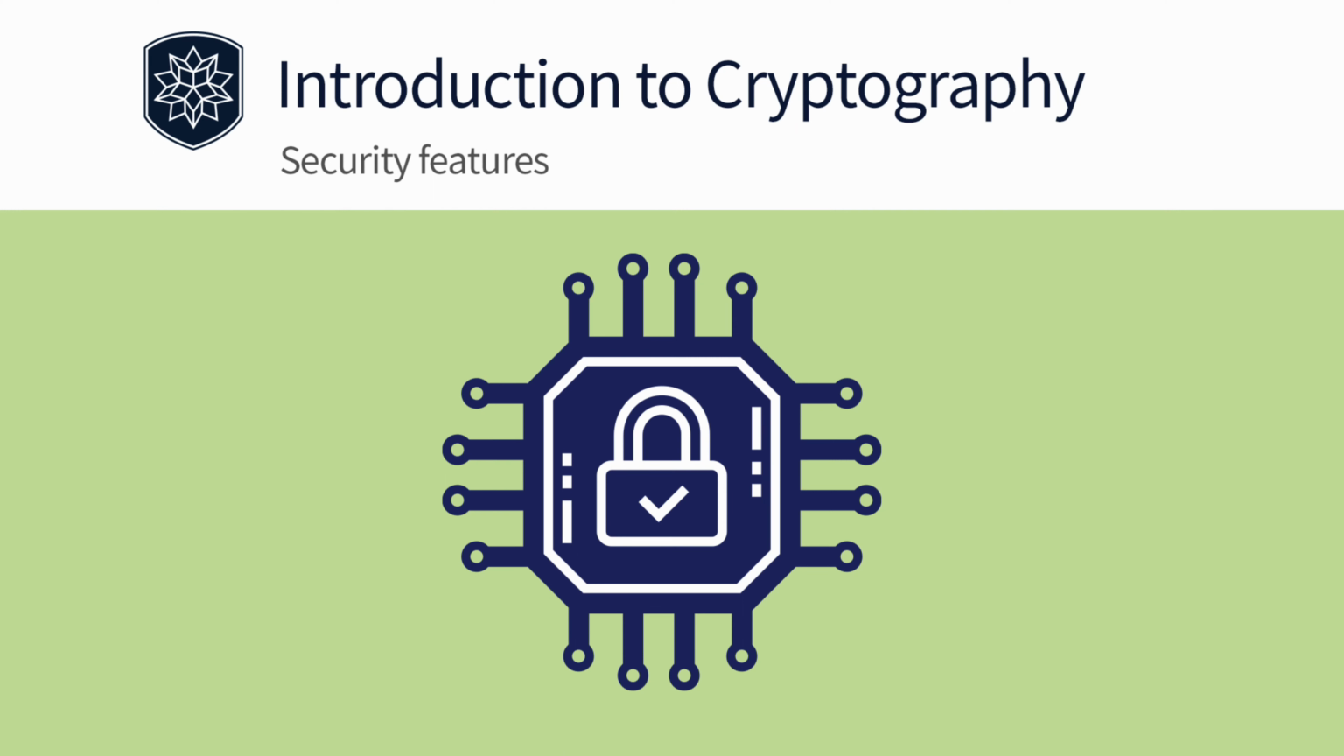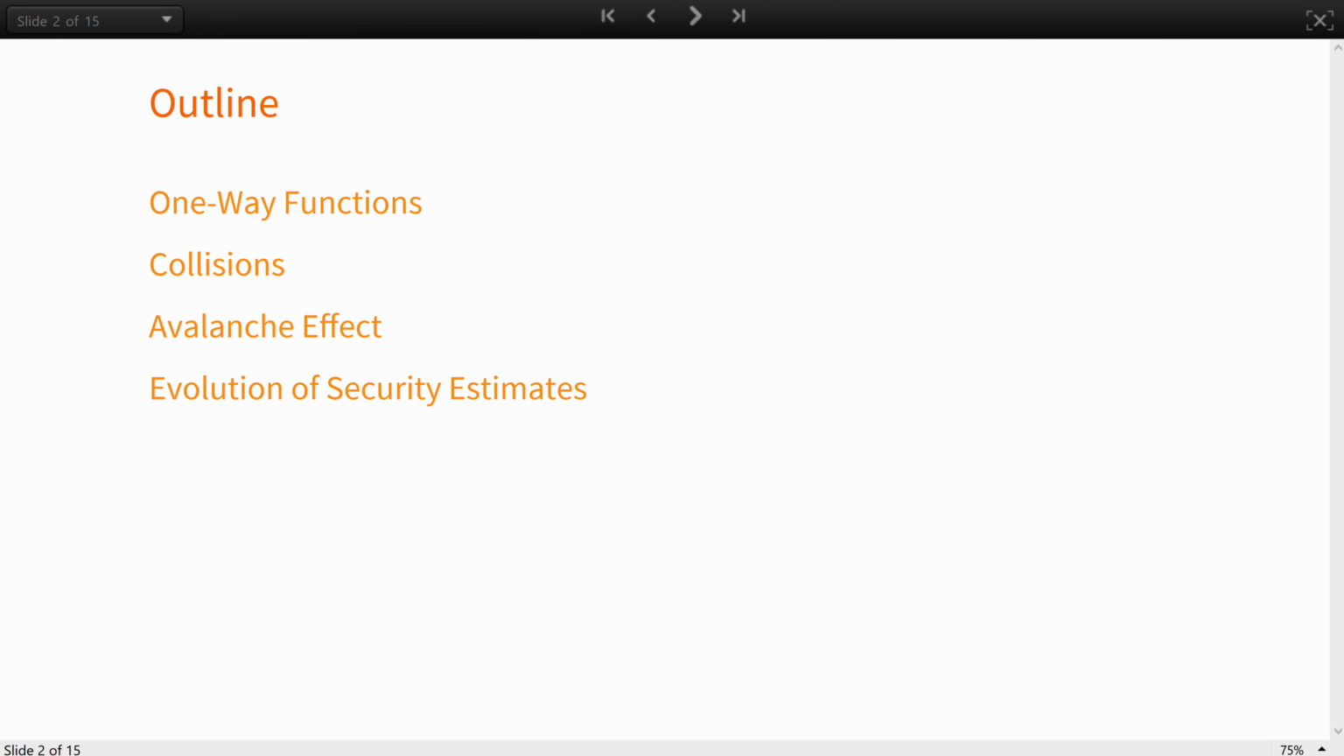Hello everyone! In this lesson you will learn about security features and requirements on hash functions. This lesson will cover one-way functions, hash collisions, avalanche effect, and discuss the evolution of security estimates for hash functions.